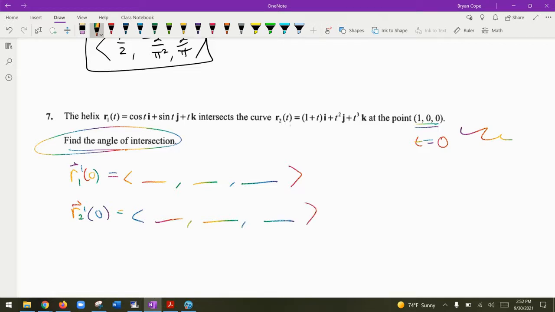I do not like the rainbow pen. It's driving me crazy. It just looks weird.